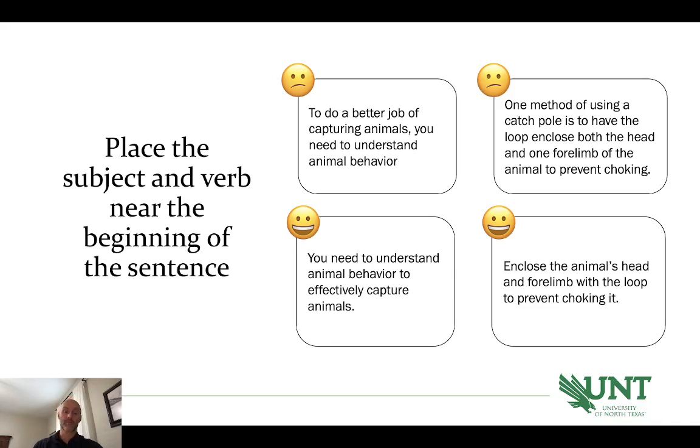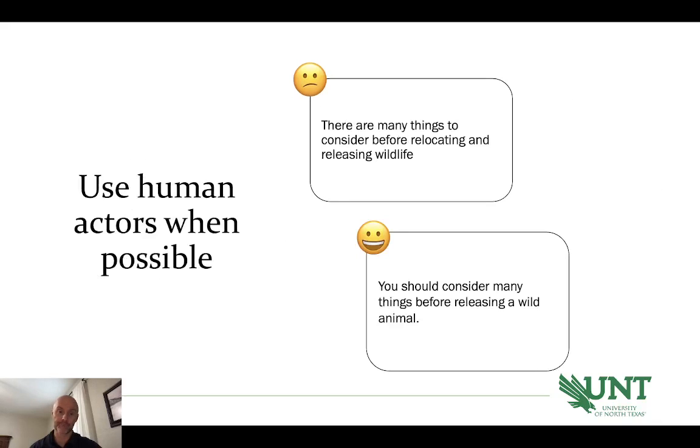We want to place the subject and the verb near the beginning of the sentence. So rather than saying, to do a better job of capturing animals, you need to understand animal behavior, we can say, you need to understand animal behavior to effectively capture. Instead of saying one method of using a catch pole is to have the loop enclose both the head, and so on, we can say enclose the animal's head and forelimbs. So we're using that imperative voice there.